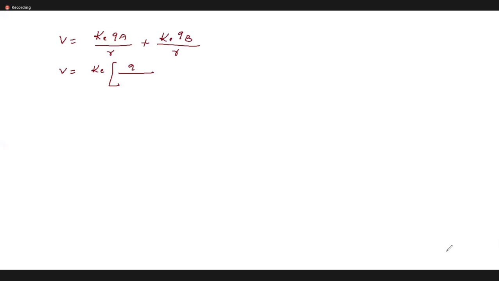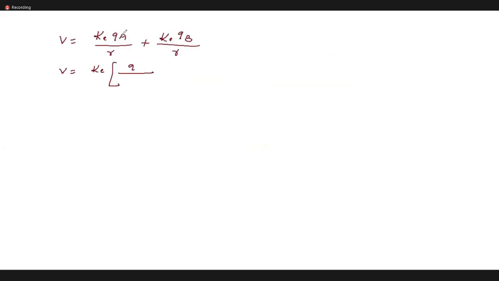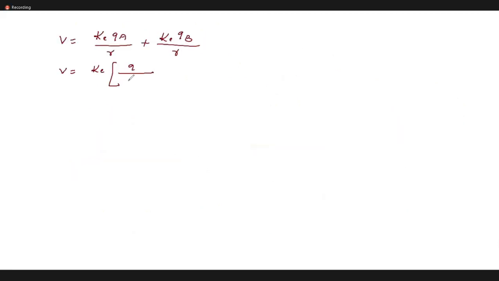No, R is not common, because the distance is not common. Here it is R plus a cos theta, here it is R minus a cos theta. Here Q is the plus Q, and the distance is R minus a cos theta. Minus, because I have taken the minus charge, divided by the distance R plus a cos theta. Now you can take Q common.